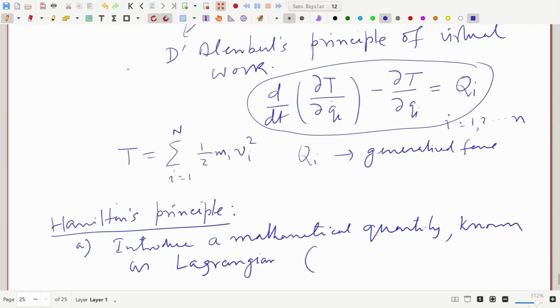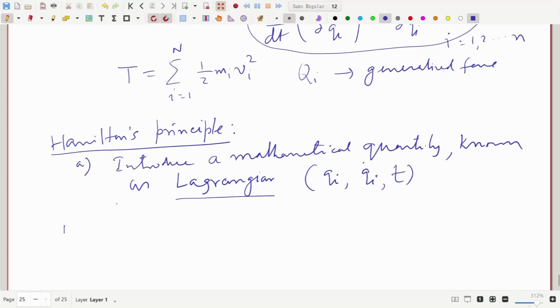This quantity is a function of all generalized coordinates, the time derivatives of the generalized coordinates, that is generalized velocities, and time. So the first principle says that every mechanical system is characterized by a definite function of generalized coordinates, generalized velocities, and time, called the Lagrangian of the system.